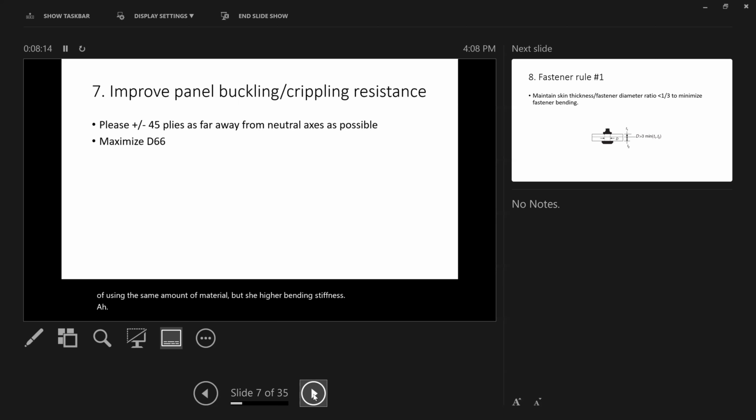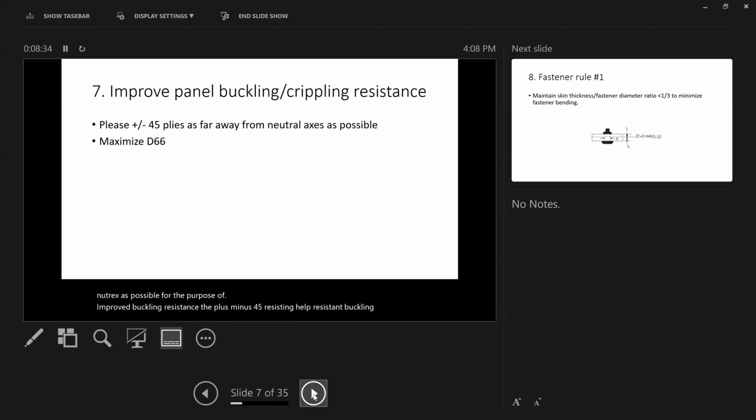Put plus minus 45 plies. This is about buckling. Put plus minus 45 plies as far away from the neutral axis as possible for the purpose of improved buckling resistance. The plus minus 45 help resist buckling or crippling.